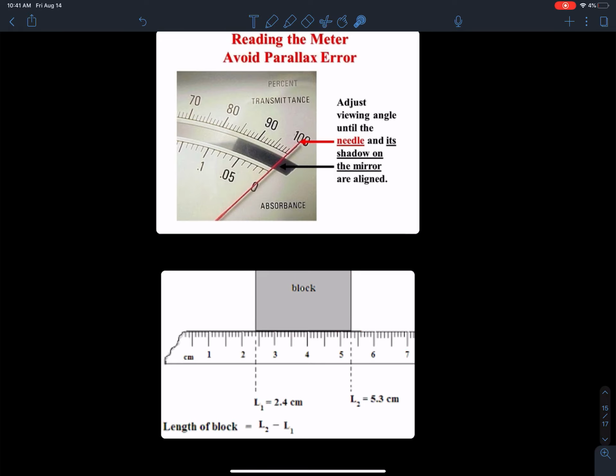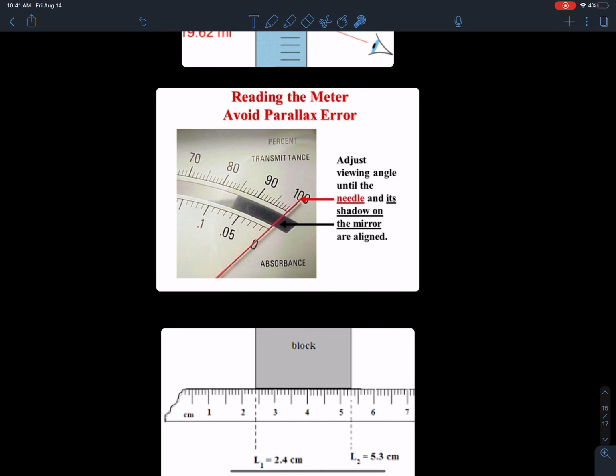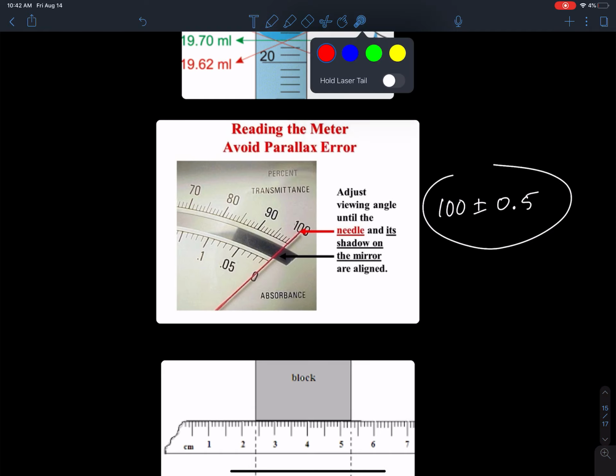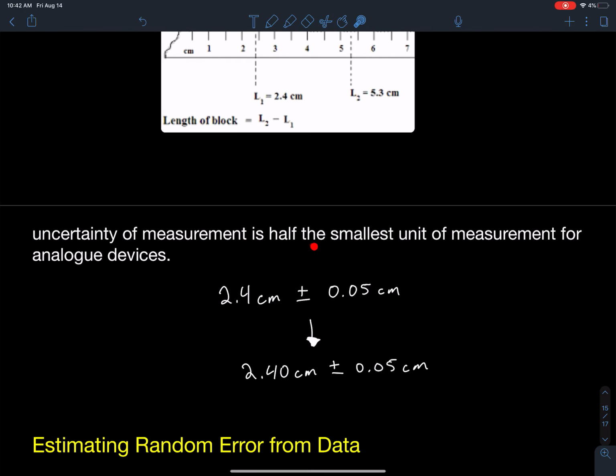So we can overcome these reading errors by associating uncertainty to my reading to say that we're not perfect. Okay, so when I'm reading that 100, I know there's parallax error involved, so I would say that reading would be 100 plus or minus 0.5. Okay, and that way I know it's half the smallest unit of measurement, and I've accounted for the possibility of parallax error. I can never read that perfectly as 100. All right, so uncertainty of measurement is half, like I just did there, half the smallest unit of measurement for analog devices. And that's how we accommodate for reading error.